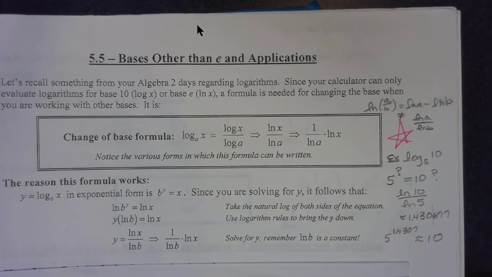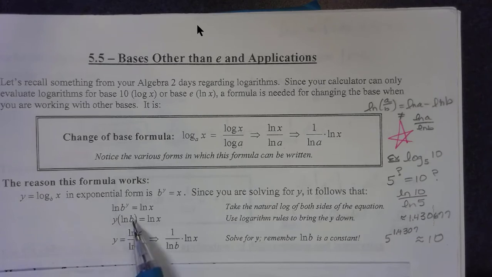And here's a nice little explanation of why this formula works. If I take y equals log base b of x and I write it in exponential form, I get b to the y is x. Since we are going to solve for y, and y is our exponent, we need to take the log of both sides, which allows us to bring down that exponent. And solving for y, we're going to divide both sides by ln b.